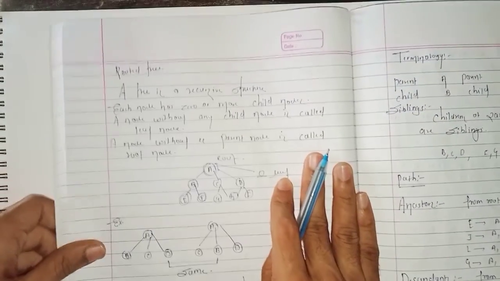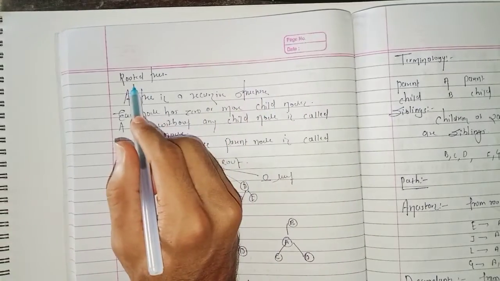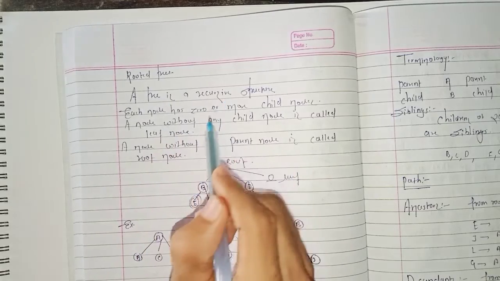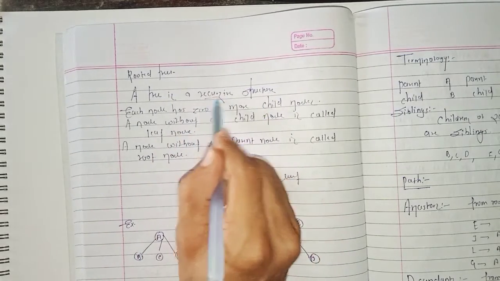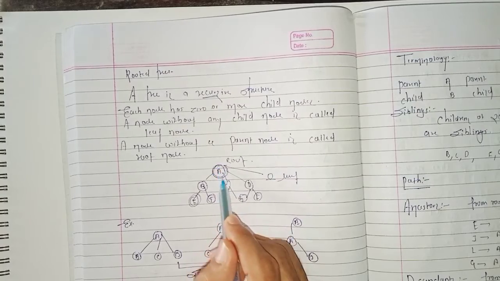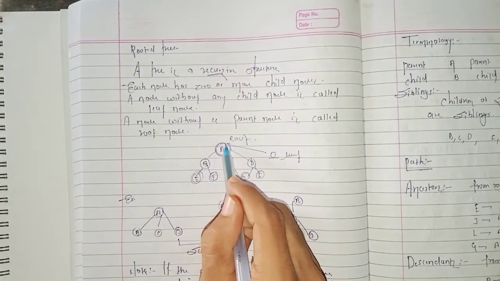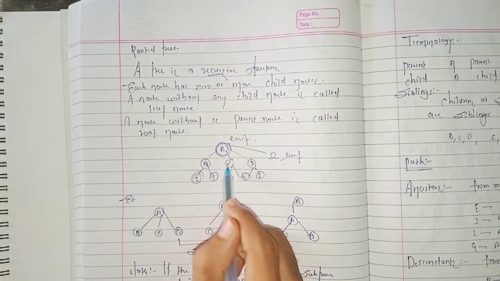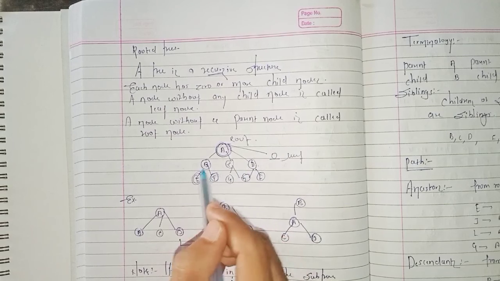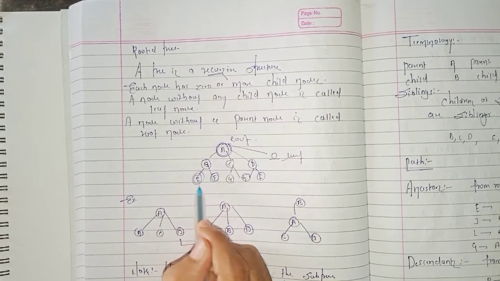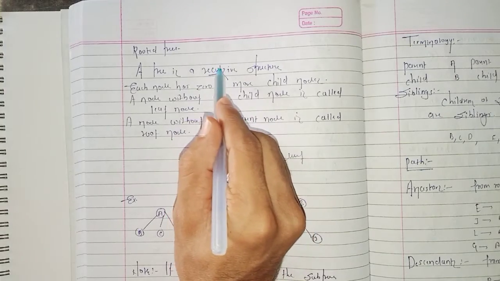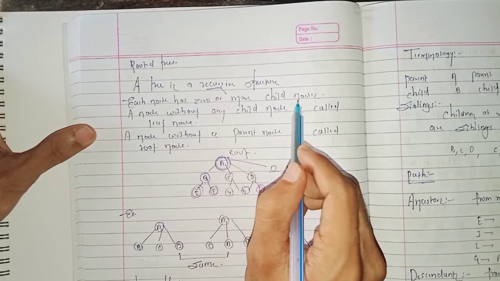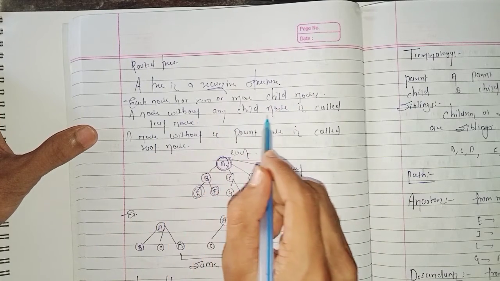Now our next topic, or the next terminology, is the rooted tree. A tree is a recursive structure. So what does recursion mean? As we can see in the diagram, each node contains multiple children. This node a has b, c, d as children, and further node b contains two more children. So it is a recursive structure. Each node has zero or more children. A node without any child node is called a leaf node.